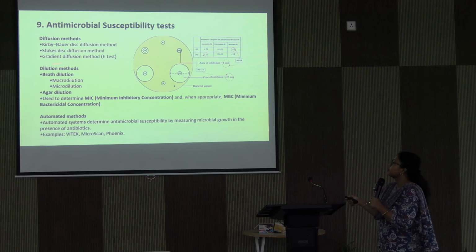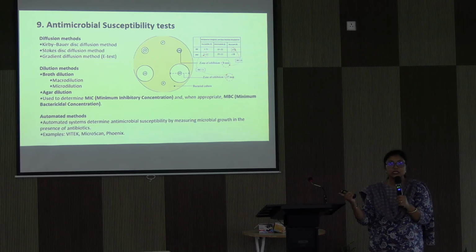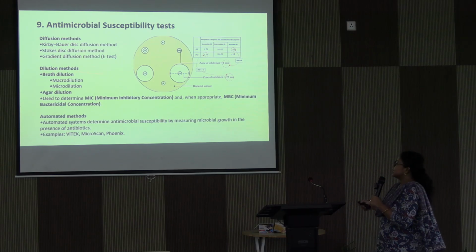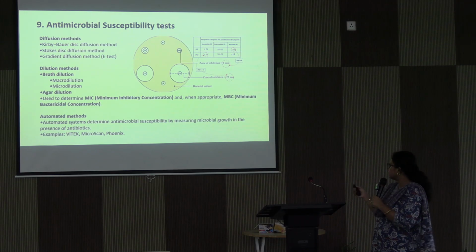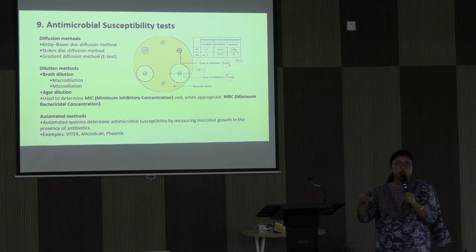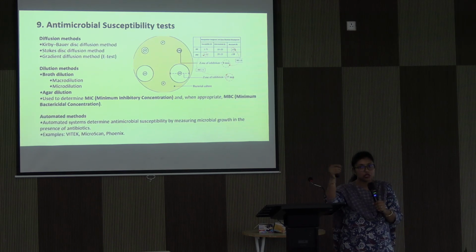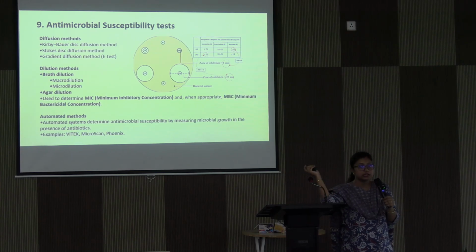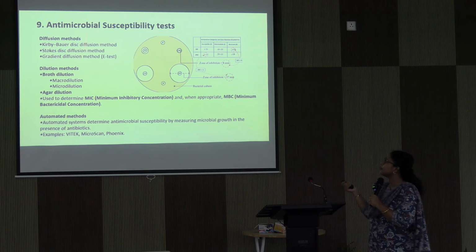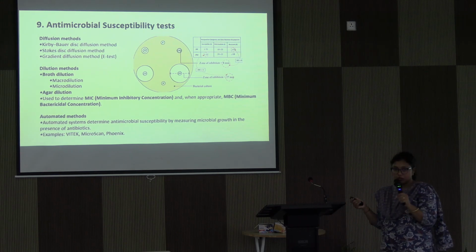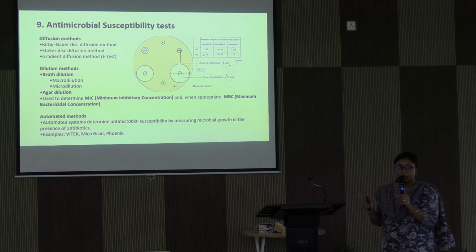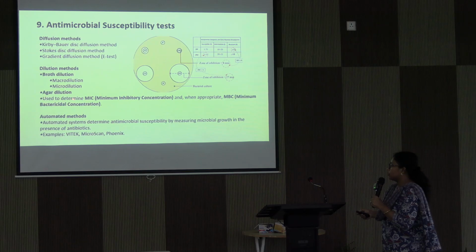In diffusion you will write the different examples, that is Kirby-Bauer disc diffusion, Stokes diffusion, or the E-test, epsilometer test. Epsilometer test is also a diffusion method, but there is a gradient around which the inhibition zone forms, so we see the MIC value in that. This comes under diffusion. Then the dilution methods: there is broth dilution, liquid dilution, then agar dilution methods.